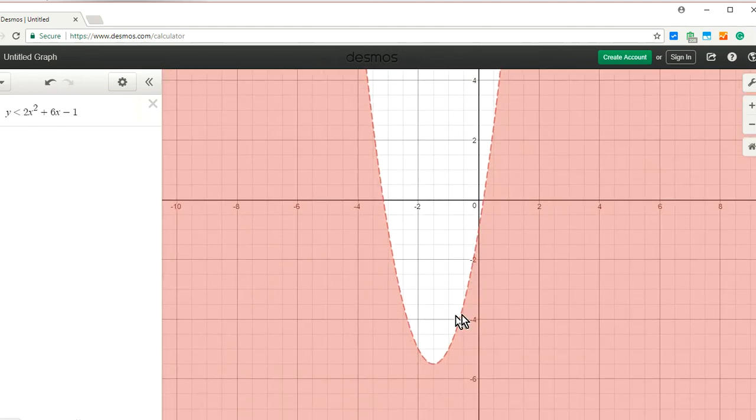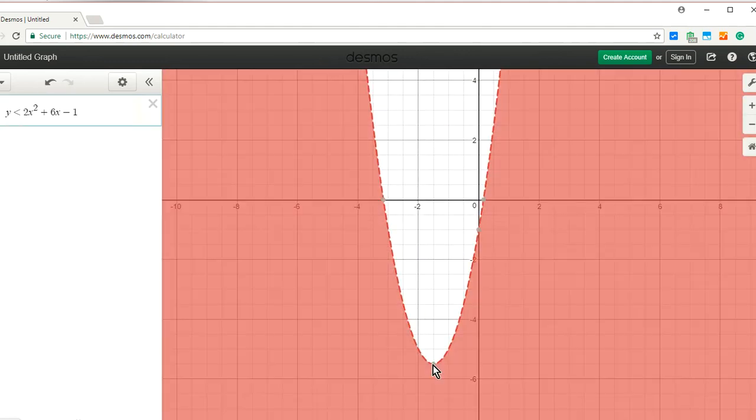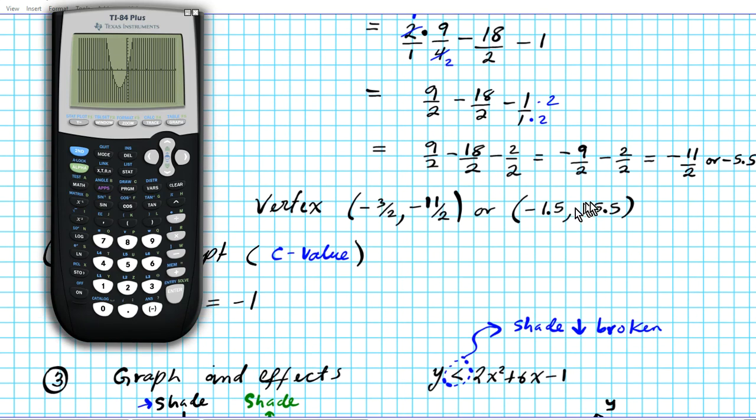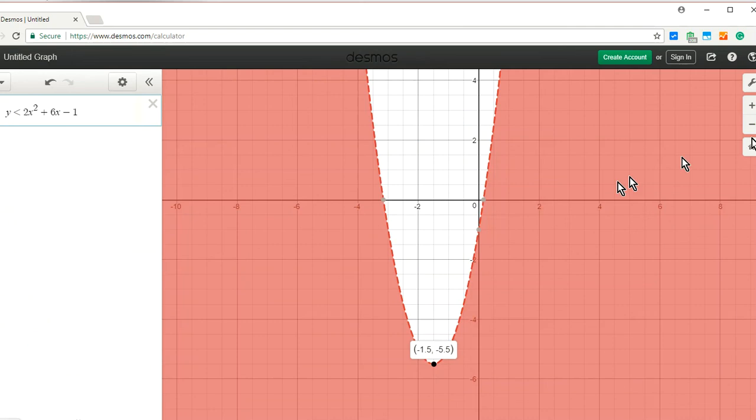The nice thing about this is that it's interactive. You can click on the point. You see that's the vertex, negative 1.5, negative 5.5. That agrees with what we found earlier here. Negative 1.5 and negative 5.5. And then we also ascertained that the y-intercept was 0, negative 1 as reflected here. And then if you mirror it, you hit the other point over there also. Okay, so this clearly shows that our graphical result is in fact correct.